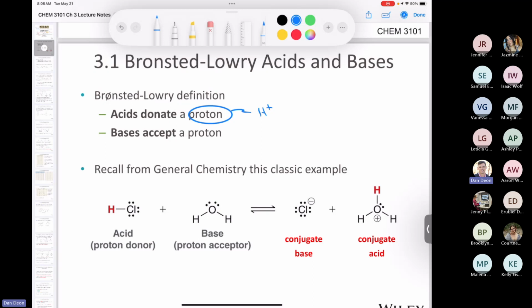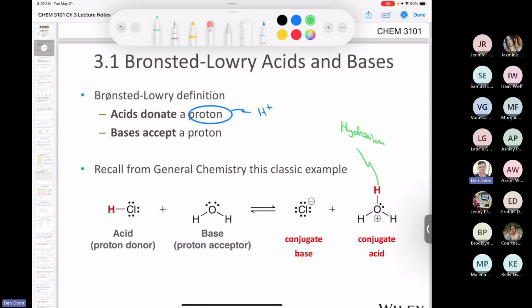So take a look at this classic example. We have hydrochloric acid plus water gives us a chloride ion plus a hydronium ion. Make sure you remember the name of this ion, hydronium. You would have written down the H3O plus ion probably Avogadro's number of times in general chemistry too. So we have our acid and our base. Our acid is our proton donor, the water is our base, which is a proton acceptor, and we end up with our conjugate base and our conjugate acid.